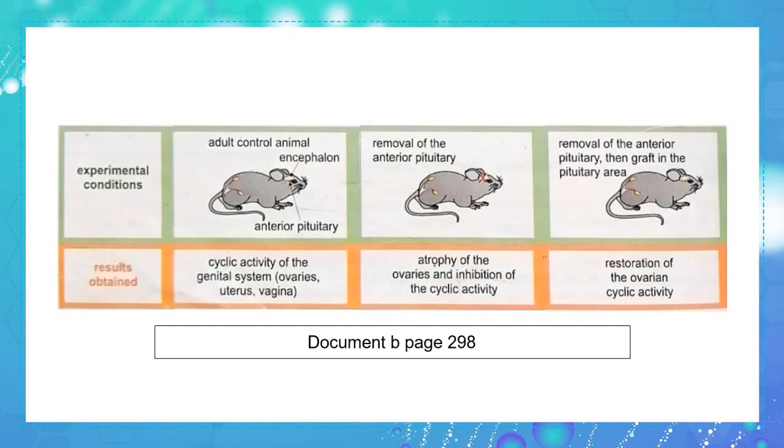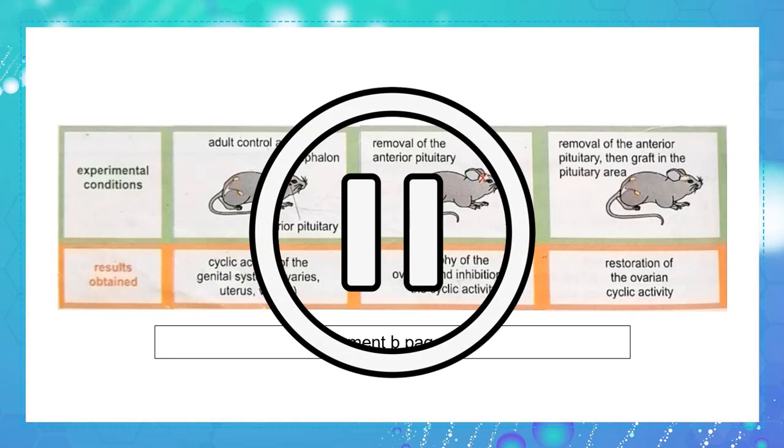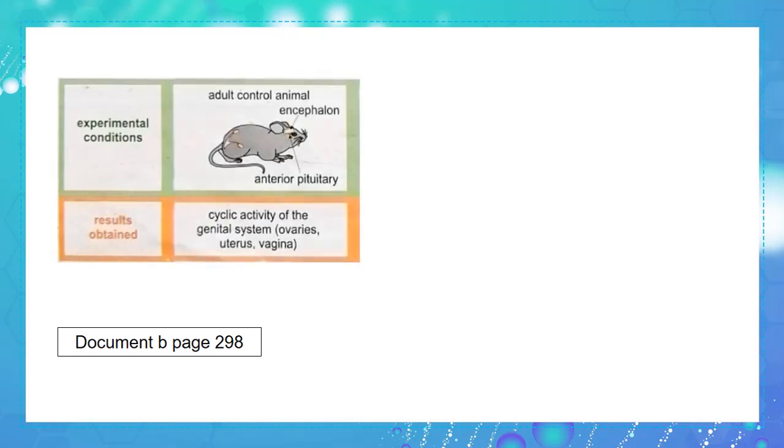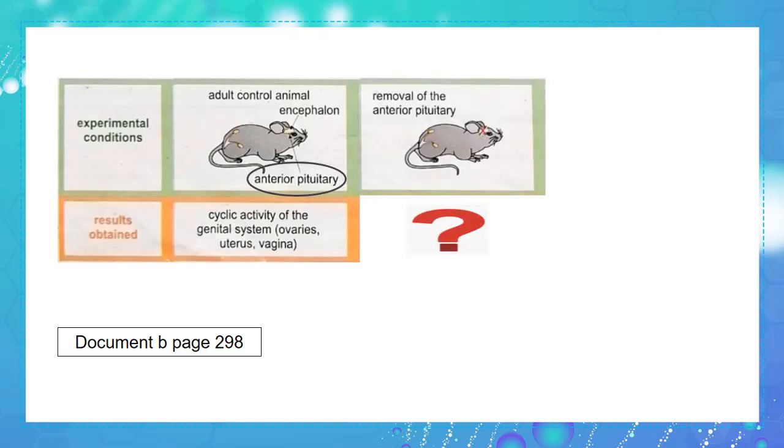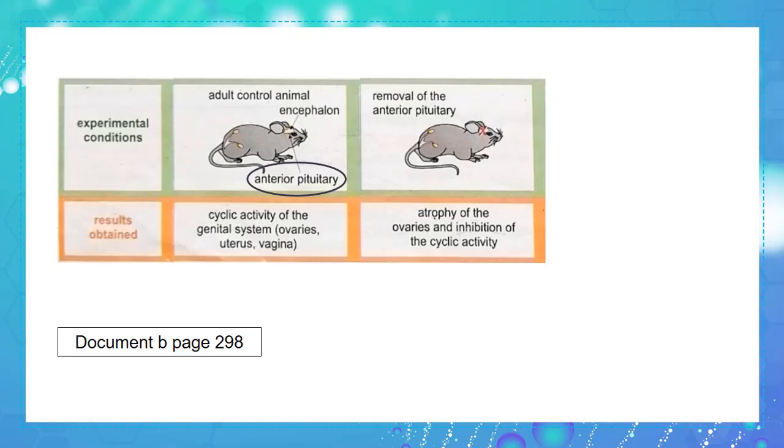Experiments carried on female mice in document B of your books allow us to answer this question. I want you to pause this video for a while to interpret the experiments of document B. An adult control female mouse whose pituitary gland is intact shows cyclic activity of her genital system, the ovaries, the uterus, and the vagina. But when the anterior pituitary of this female mouse is removed, the ovaries atrophy or degenerate, and its cyclic activity stops.